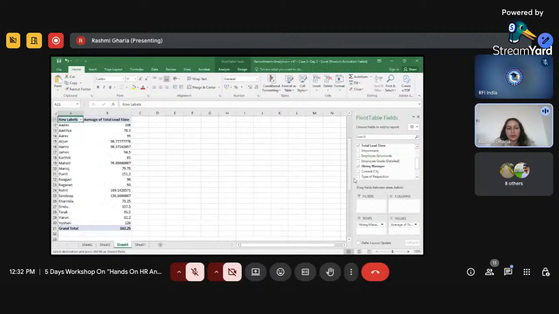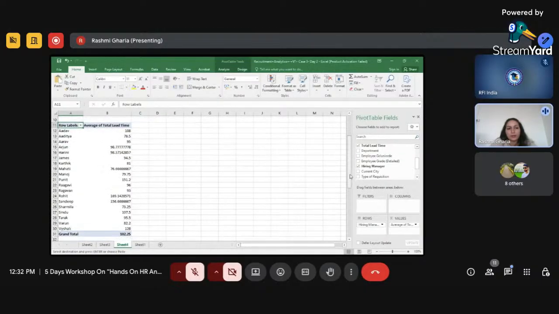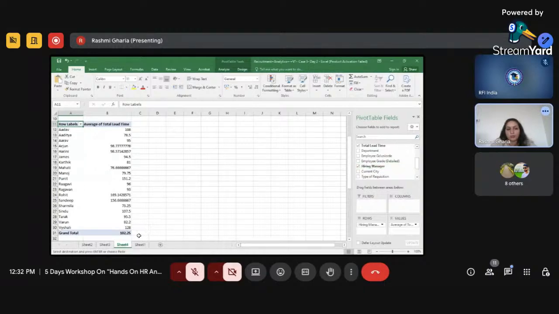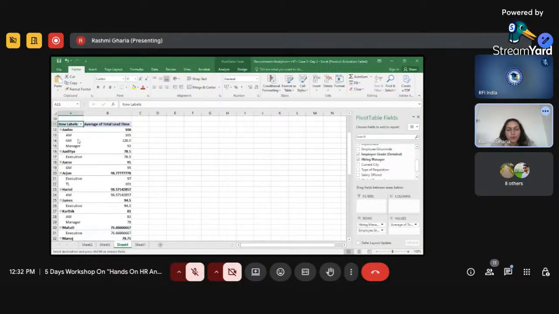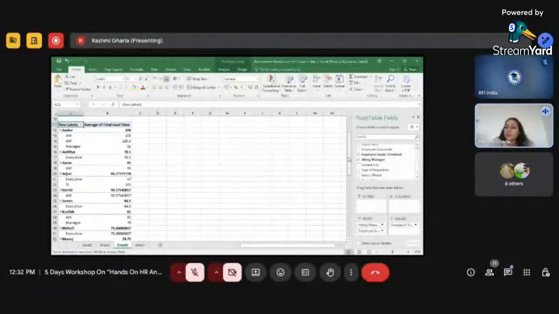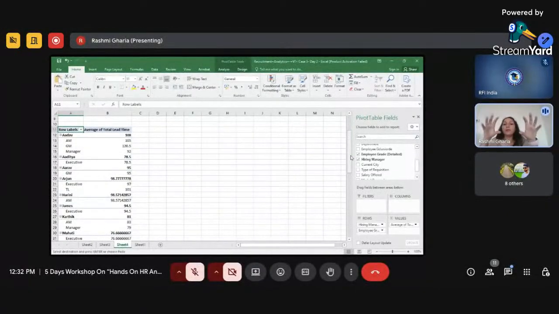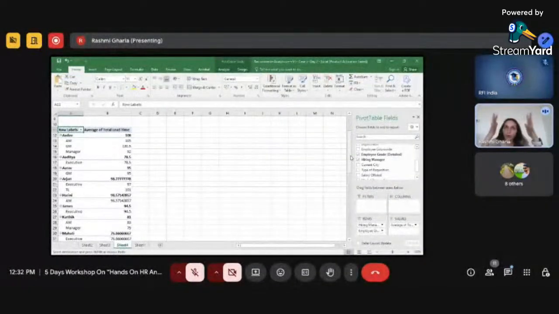Yes, ma'am. You can check even the hiring manager wise also. So what is the lead time, hiring manager wise? And then you can check for which position they have hired. For which position, how long they are taking. If it is the position of manager, they are taking 92 days. If it is a position of AM and GM, then what will be the lead time? So position-wise, lead time, everything will help you. It will give you the insights about your whole process and how you can reduce the lead time.